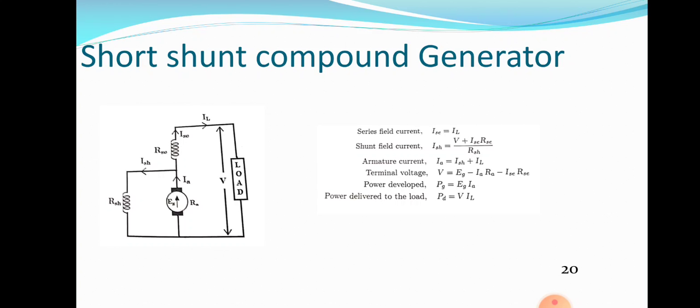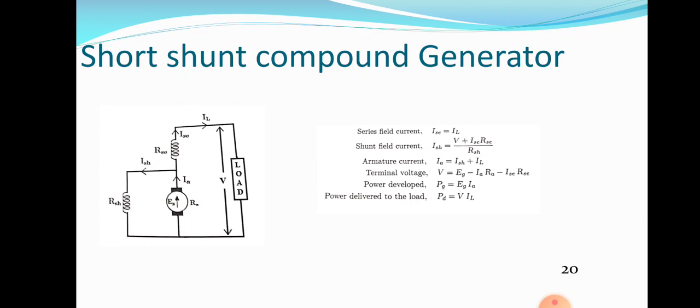So look at the equations on the right hand side of the slide. Series field current ISC is equal to IL. Shunt field current ISH can be found out by the voltage available across the shunt field divided by its resistance. So what would be the voltage available across the shunt field? It is not V, because the shunt field is not in parallel with the load. The voltage available across the shunt field is V plus VSC.